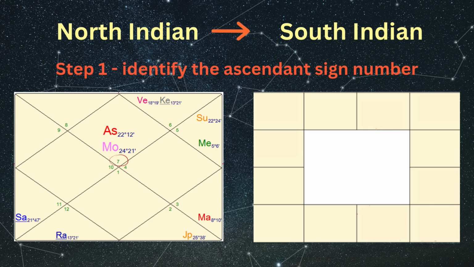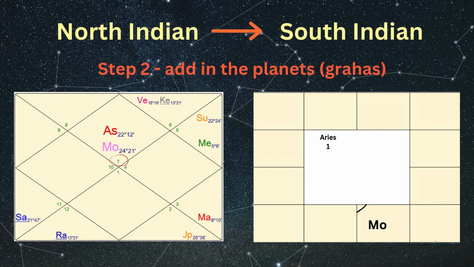Step 1 is to identify the ascendant sign number. This is written in the first house in the North Indian style chart. In this example, the number 7, which is circled in the slide. Count 7 clockwise from Aries and add a small diagonal line at the corner of Libra's sign. Step 2, add the grahas starting with the moon in the first sign.